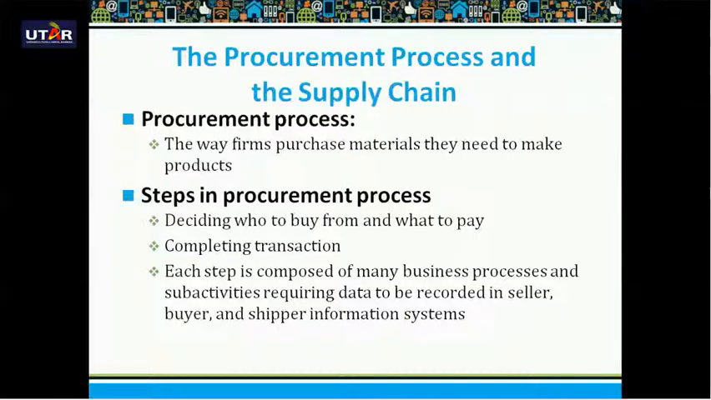The procurement process and the supply chains. The procurement process is how firms purchase the materials they need to make products. Steps in the procurement process: deciding who to buy from and what to pay, and completing the transaction. Each step is composed of many business processes and sub-activities requiring data to be recorded in the seller, buyer, and shipper information systems.